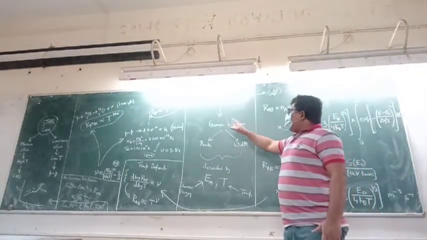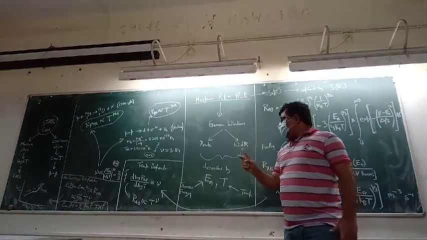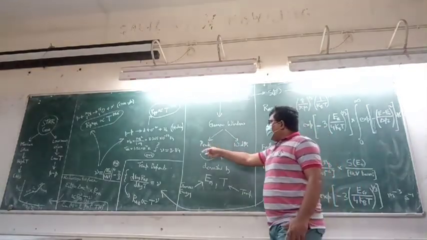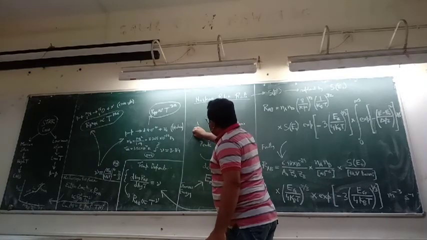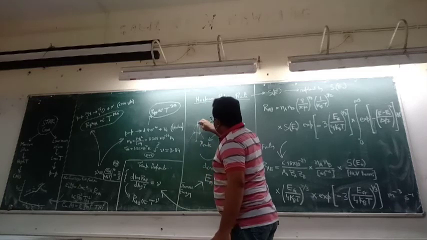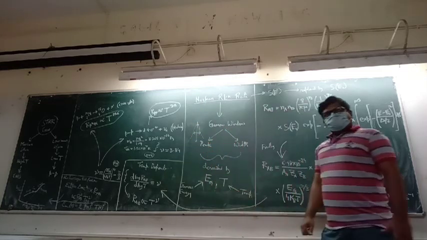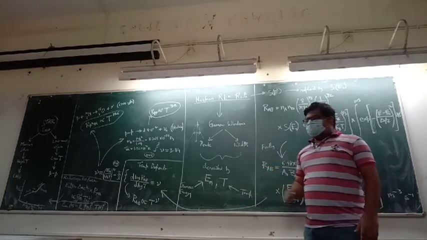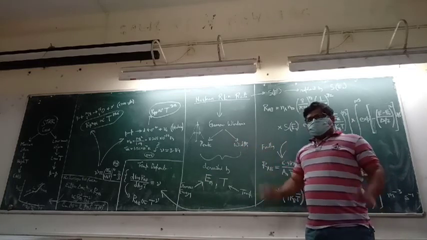And talking about the gamma window, two very important things come to our mind. One is the peak of the gamma window, this one, and another is the width. So these two things are important: one is the peak and another is the width. Now we have derived the expressions for the peak and for the width. I am not going to write it.